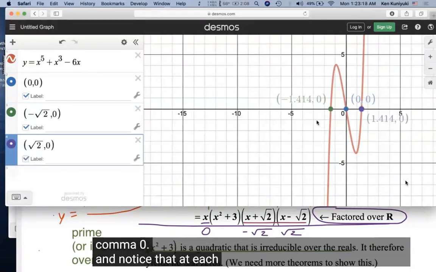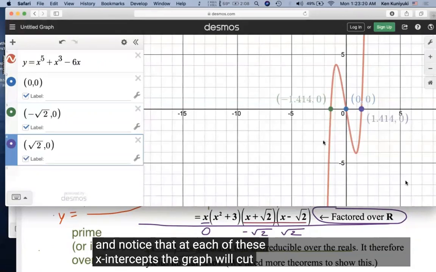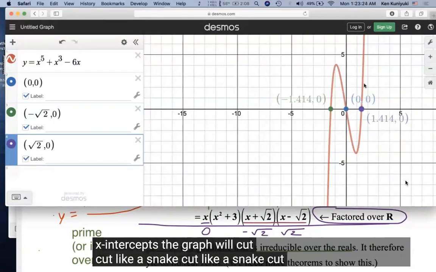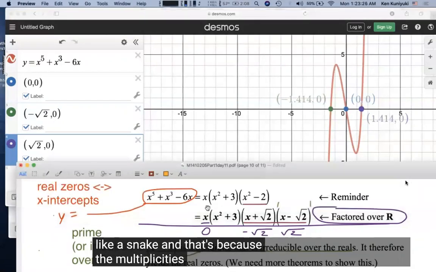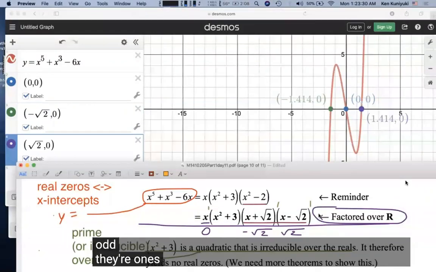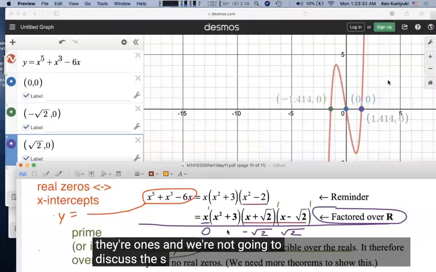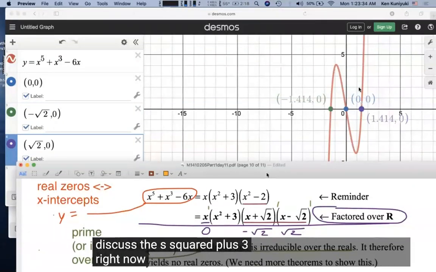And notice that at each of these x-intercepts, the graph will cut, cut like a snake, cut like a snake, cut like a snake. And that's because the multiplicities on these factors are odd. They're ones. And we're not going to discuss the x squared plus 3 right now.